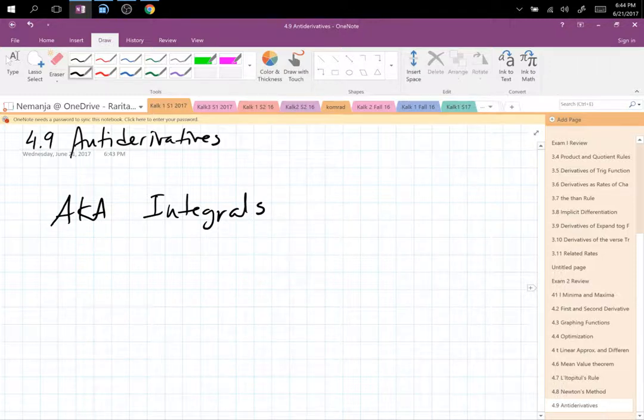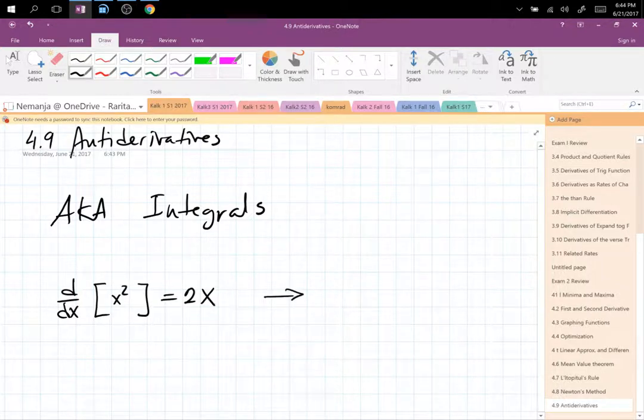Hello and welcome back to Calculus 1, the final section of Chapter 4, Antiderivatives. The title already says what we're doing. We are undoing the derivatives. So we know that the derivative of x squared is 2x, which would mean that the integral of 2x dx is going to be x squared.